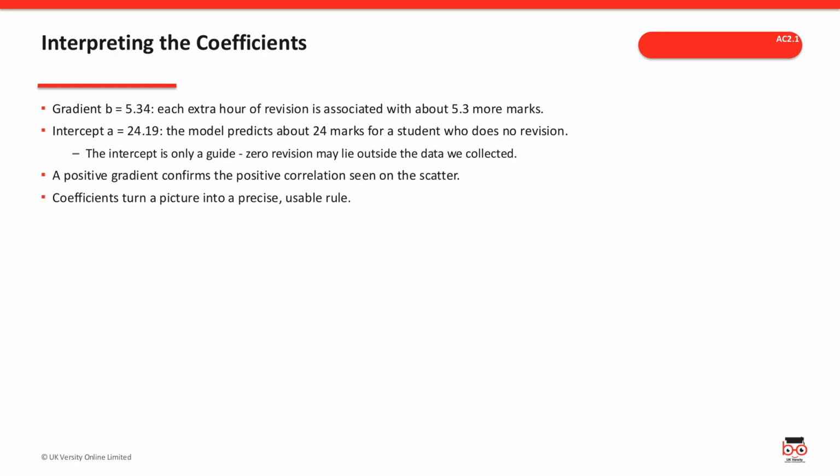The coefficients only mean something once we translate them back into English. The gradient of 5.34 says each extra hour of revision is associated with about 5.3 more marks. The intercept of 24.19 predicts roughly 24 marks for a student who does no revision at all, though treat that as a rough guide, since zero revision may sit outside our actual data. And that positive gradient simply confirms the upward trend we already saw on the scatter.